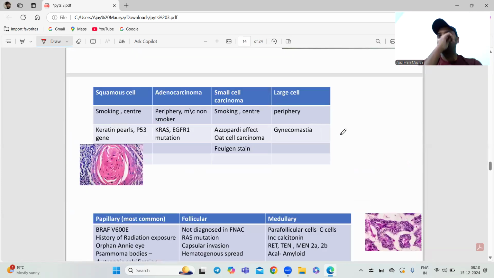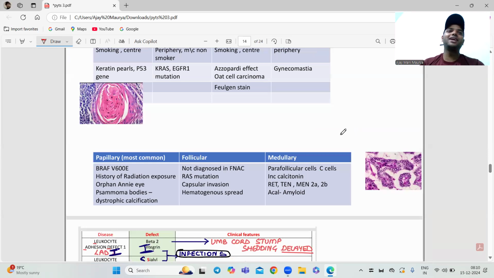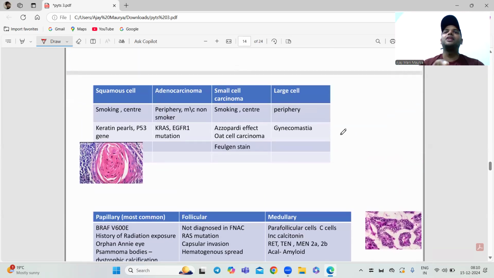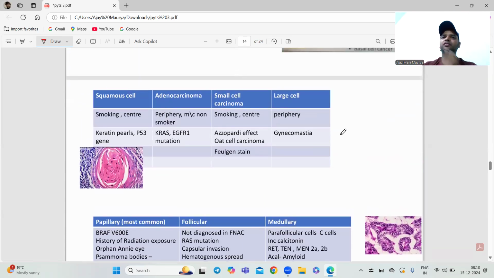So we are covering very high yield topics for the FMG, guys. Please remember the types of lung carcinomas, the types of lung cancer. The most common lung cancer in India is squamous cell cancer. The most common lung cancer worldwide is adenocarcinoma. So, guys, please remember it is adenocarcinoma.